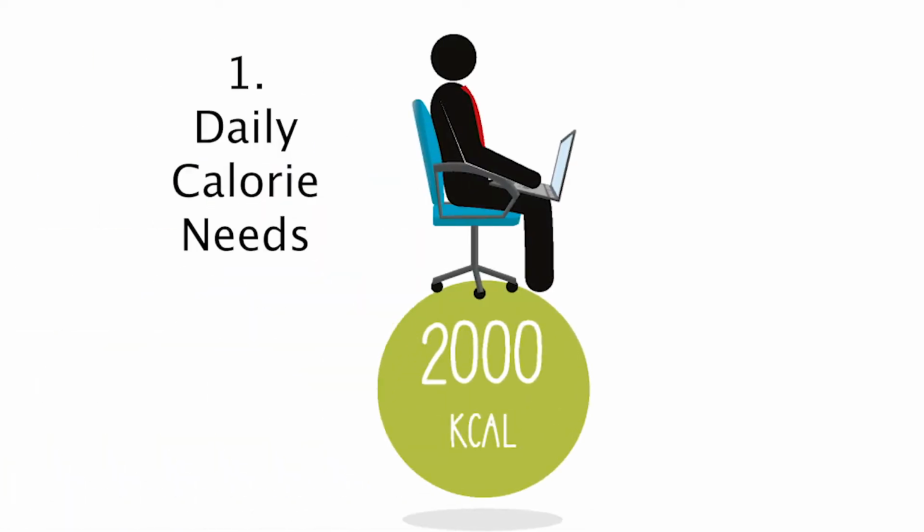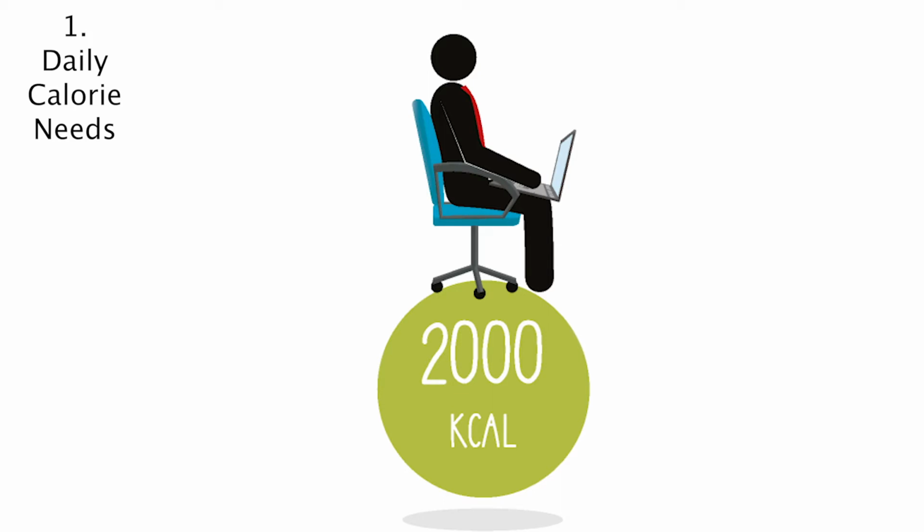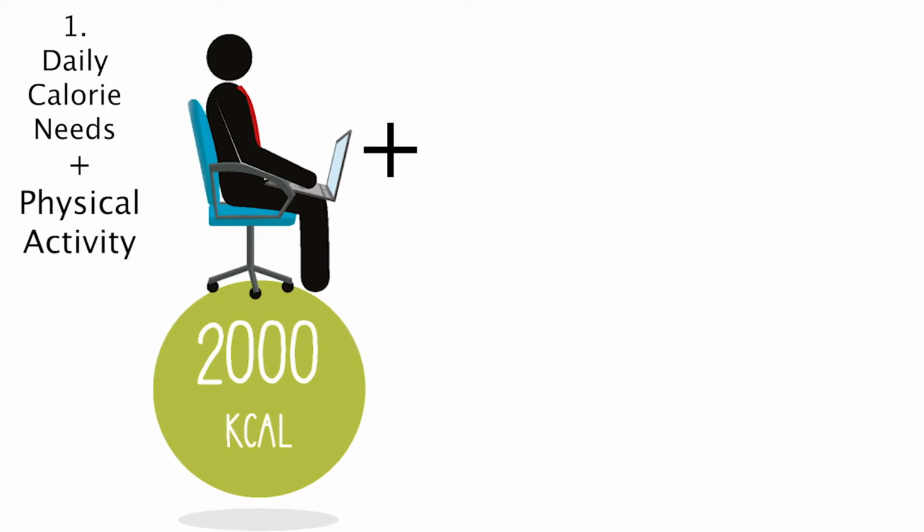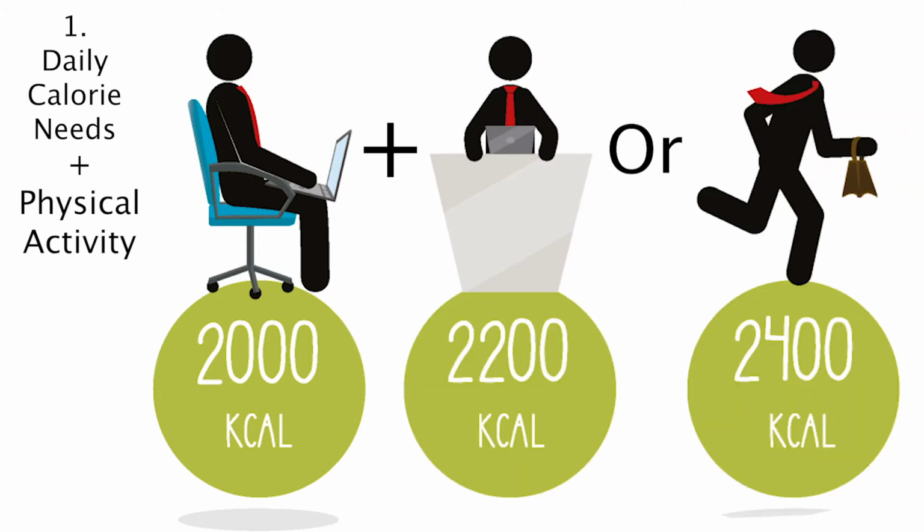Number 1, calculate one's daily calorie needs with a prediction equation such as Harris-Benedict or Mifflin-St Jeor. Apply a physical activity factor which corresponds to the person's daily activity level. These activity factors range from 1.1 for sedentary individuals to 2.0 for professional athletes.